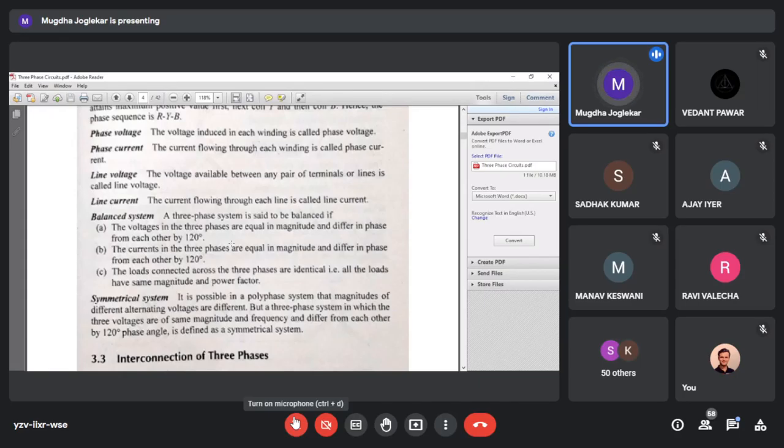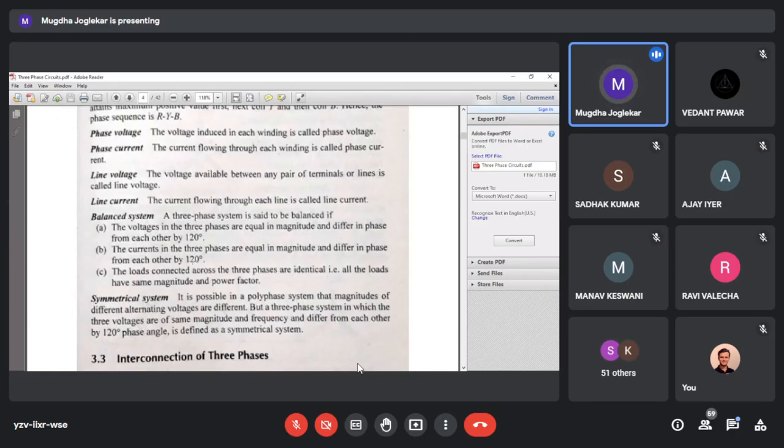Current is also the same. Currents in all three phases are equal in magnitude but differ by 120 degrees from each other. And load is also the same. Load should be identical, having the same magnitude and power factor, but they are displaced by 120 degrees from each other. So this is called a balanced system. In three-phase circuits, whatever system you are considering, it has to be balanced, right?